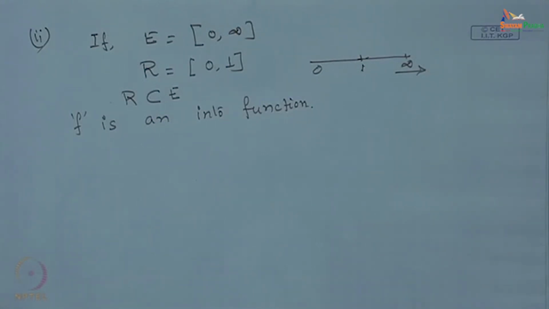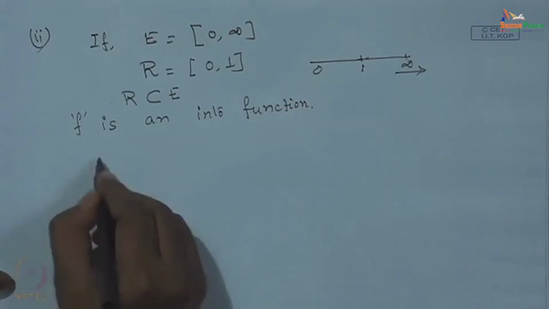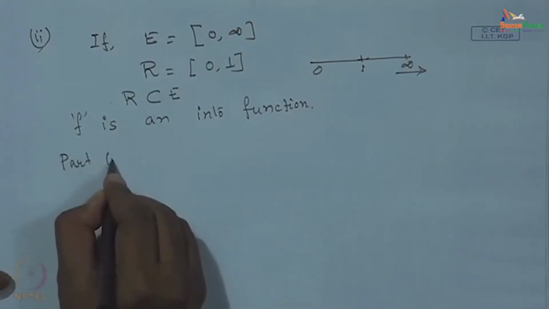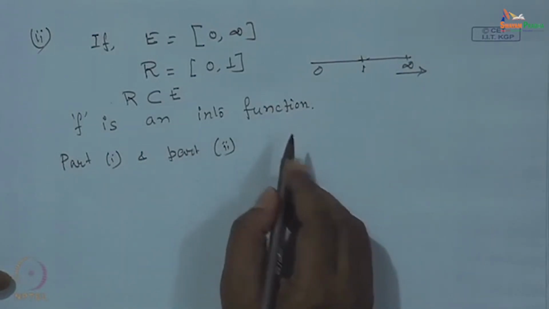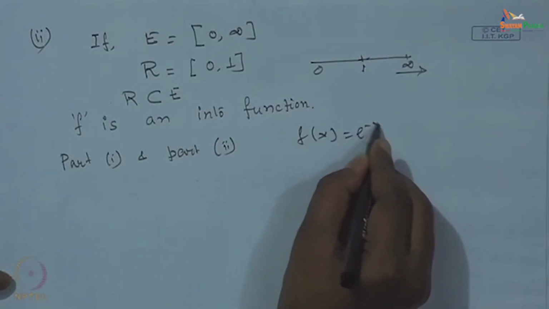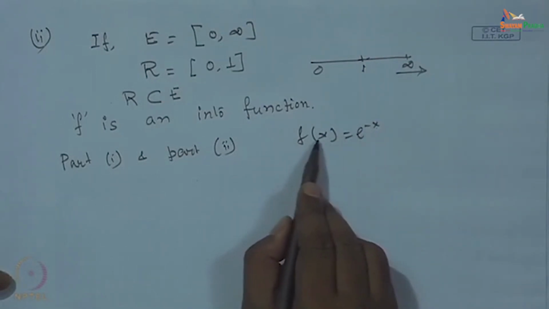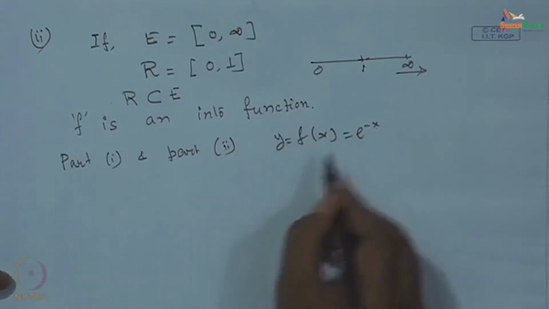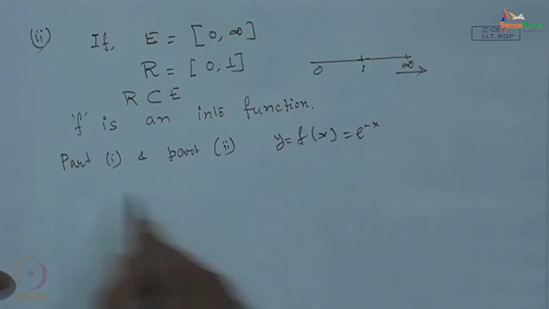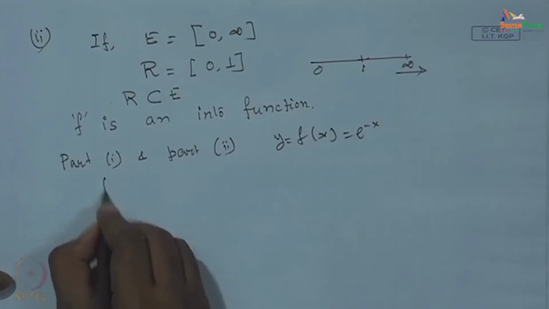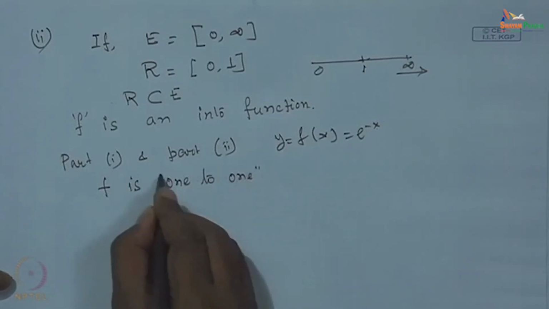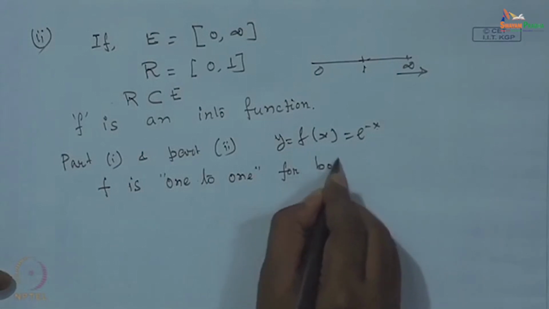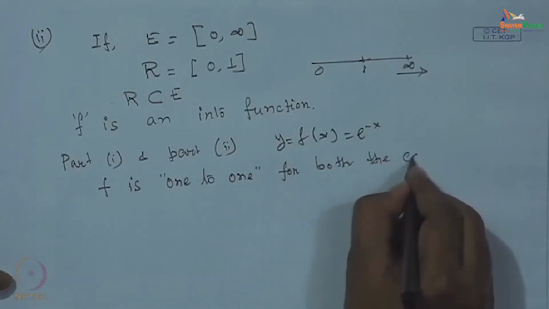Okay. So, likewise depending on the problem we are dealing with, we can identify the nature of the function, whether it is onto, into, or 1 to 1. In both the cases, in part 1 and part 2, for every value of x, so f of x is equal to e to the power minus x, there will be a unique value of y existing in the domain of x. So, therefore, the function f is 1 to 1 for both the cases.